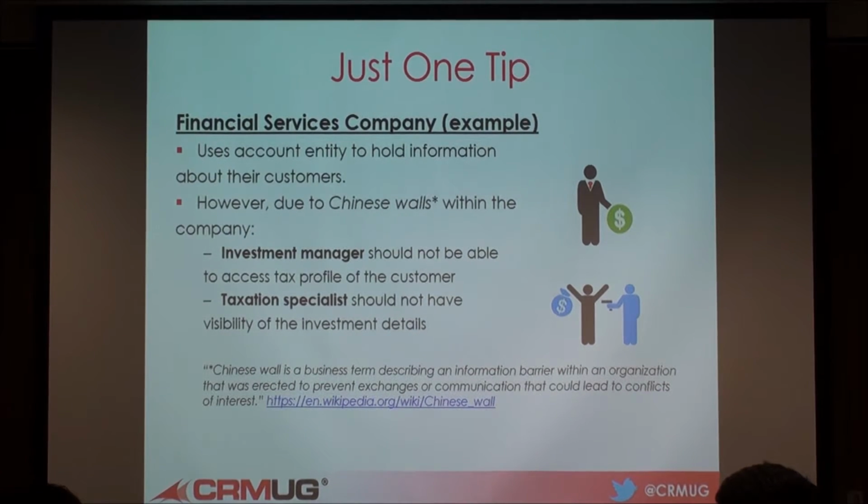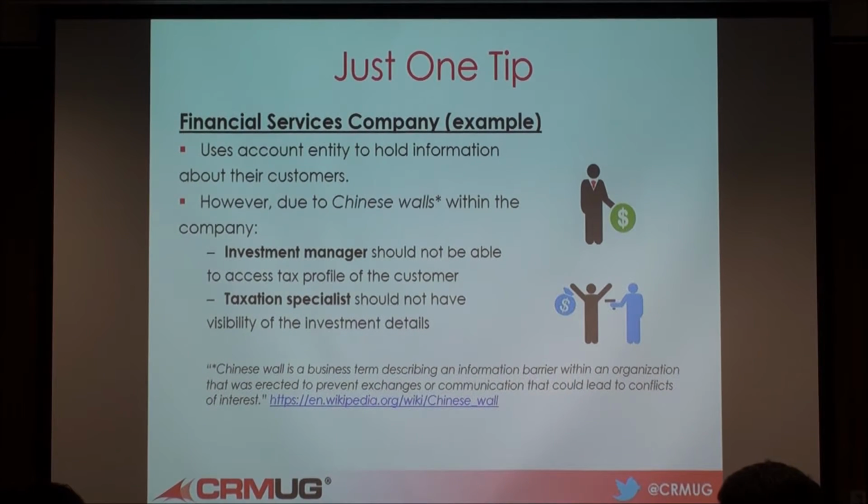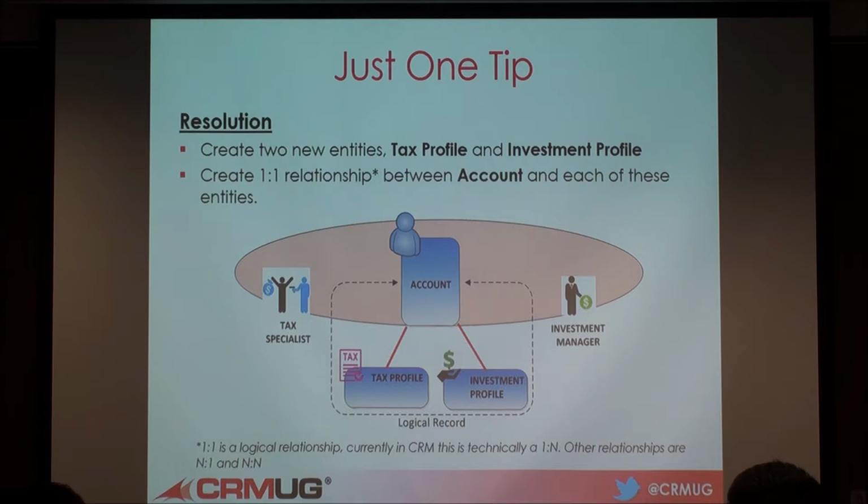So there's definitely many ways you can go around securing those with security roles, tying down fields, but it can get very complex in regards to managing security. So this is maybe one idea to help simplify that particular scenario. In this case, it was to create 2 new entities. So we do a tax profile and an investment profile.